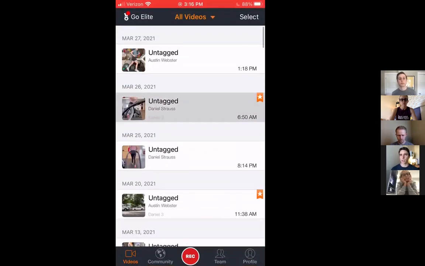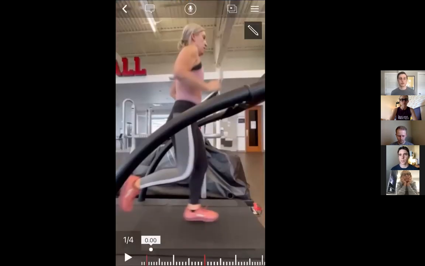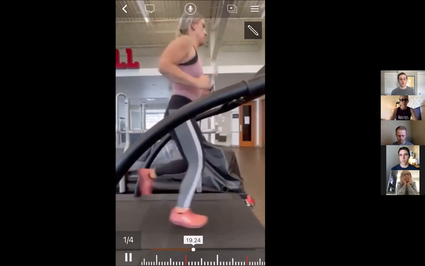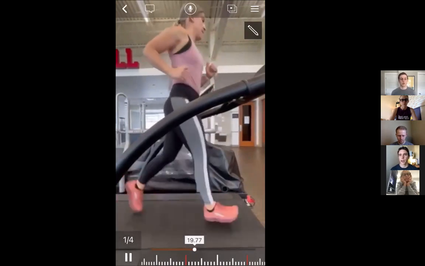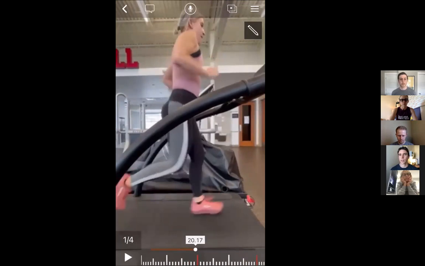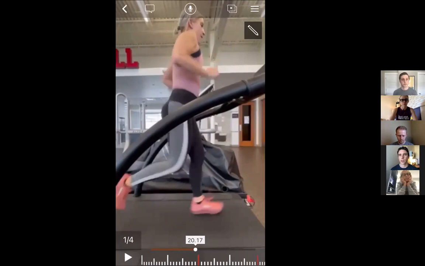And so what we're going to show you is, after she worked on some of these drills that we're going to teach you guys later, what happened with her stride length. So Daniel's going to pause right about there, right as the foot contacts the ground, right there.